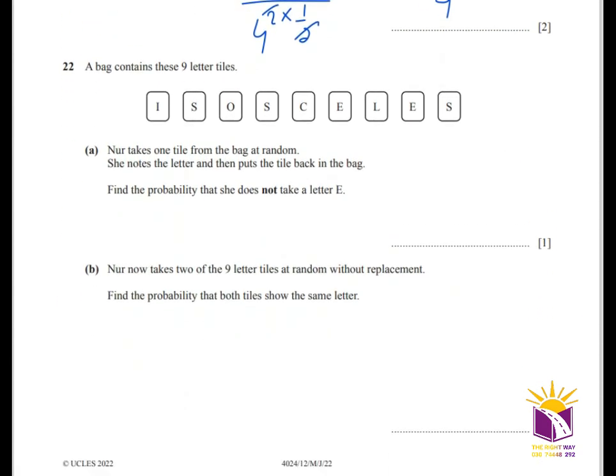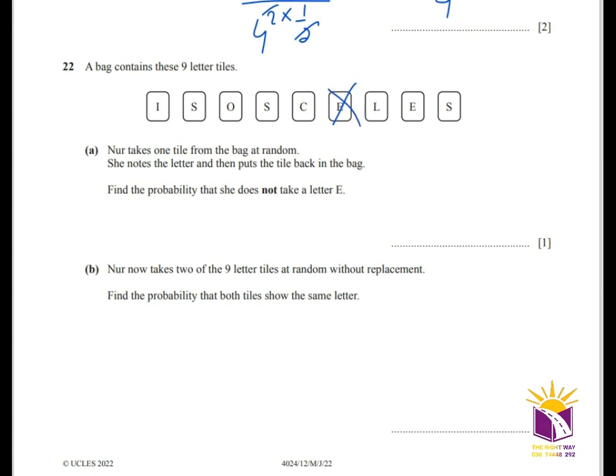A bag contains nine letter tiles, which spell ISOSCELES. Noor takes one tile from the bag at random. She notes the letter and then puts the tile back in the bag. Find the probability that she does not take a letter E.